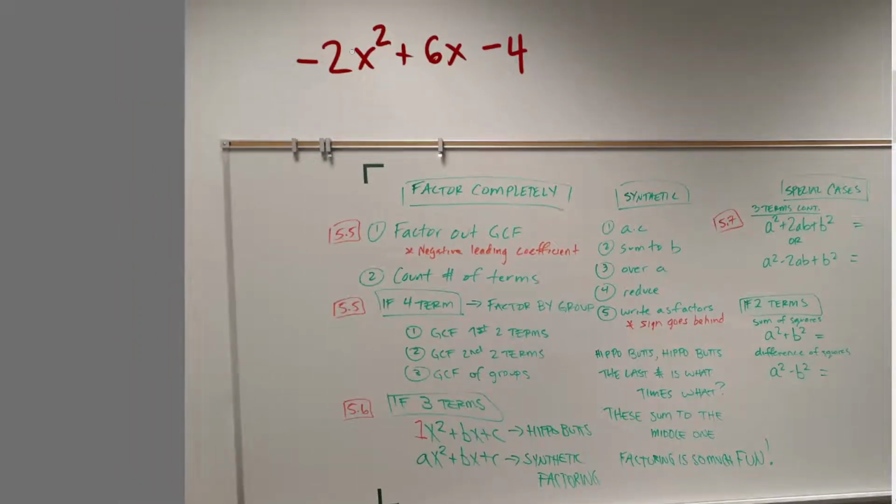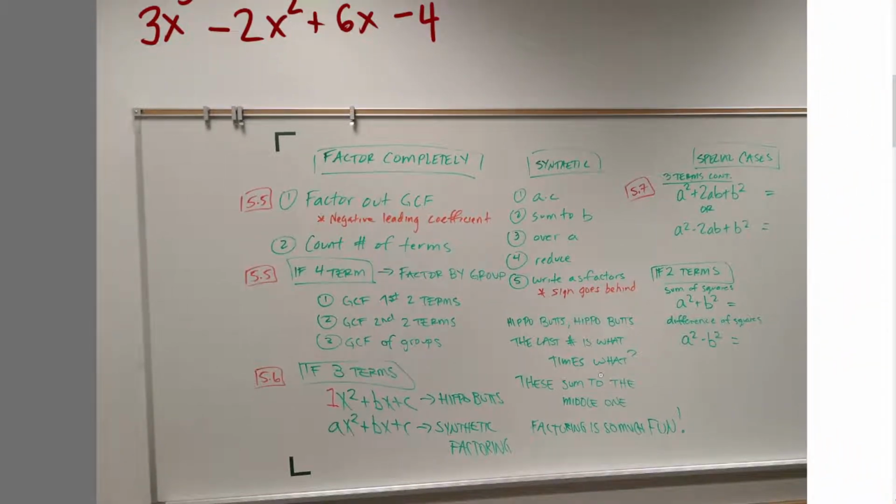If you have 4 terms, so let's say we have a 3x to the third. In addition to this, we have 4 terms. See, 1, 2, 3, 4. What we can do if we have 4 terms is, of course, we're going to split up the terms into 2 groups. So 3x cubed minus 2x squared, so this is one group, and then we have 6x minus 4.